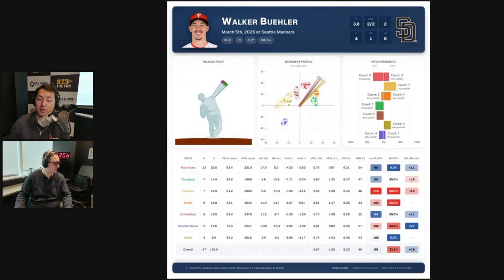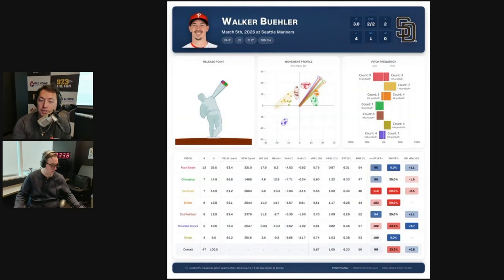He threw his fastball yesterday 25% of the time. He threw 7 different types of pitches. His changeup, he threw 15%. His sweeper, he threw 15%. The sinker and the cutter both came in at 13% usage. He threw his knuckle curve 11% of the time, and he threw his slider 9%, which confirms something important with Walker Buehler. He threw 7 different pitches, as I mentioned. This is pitch lab style sequencing, not just a 3-pitch mix, which is good for a guy like Walker Buehler.